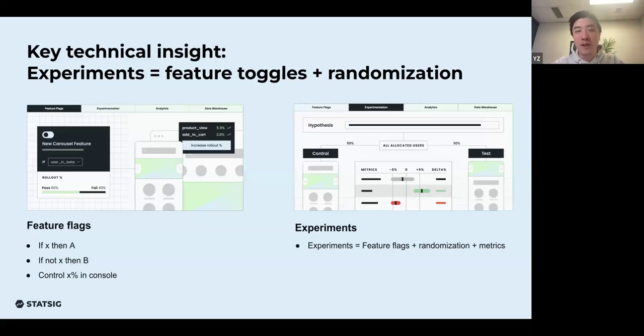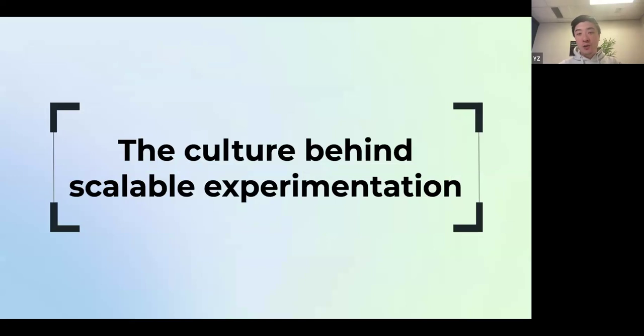Feature flags are already the default best practice for engineers. Modern companies' engineers are already using feature flags by default. So if you just add randomization and metrics, you get experiments by default. Experiments really are a native citizen in product development. It's as simple as this: people already use feature flags, and you just add randomization and metrics, and you get default-on scalable experimentation. But in order to do experimentation well, it's mostly about the culture.